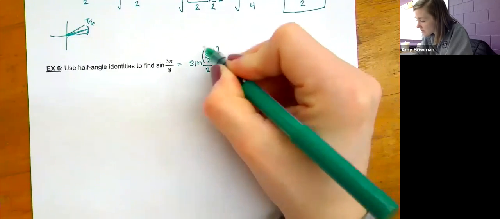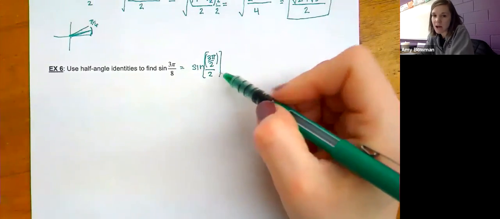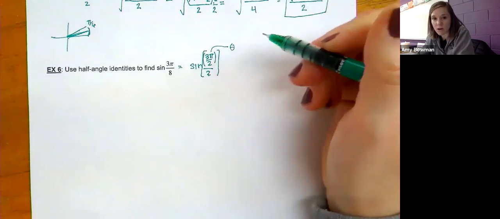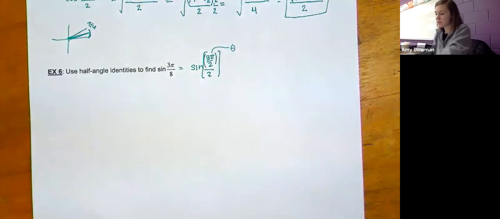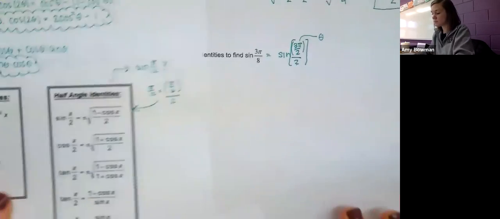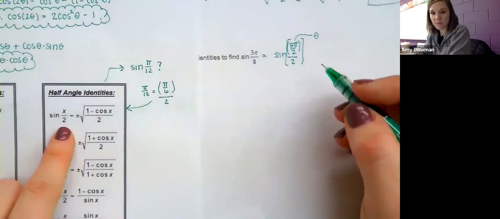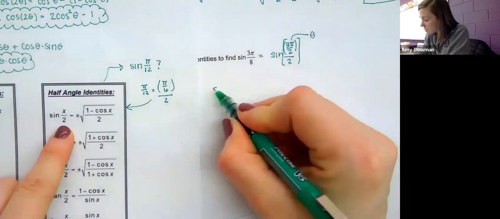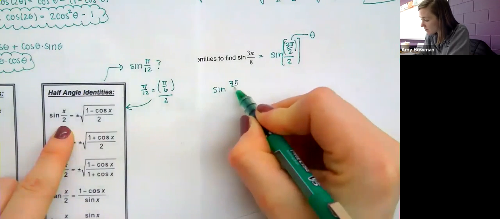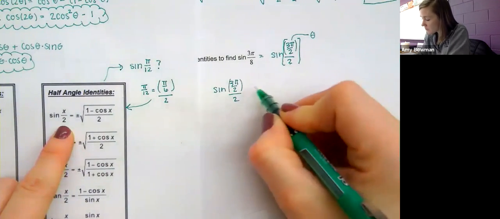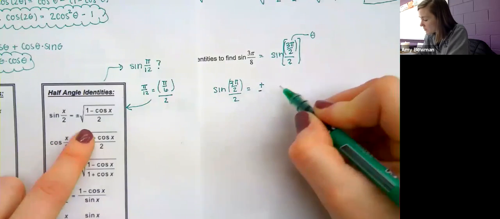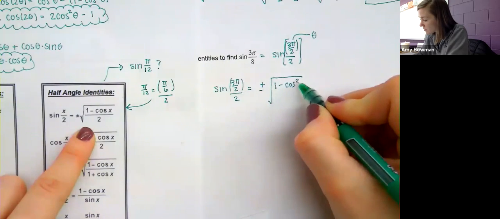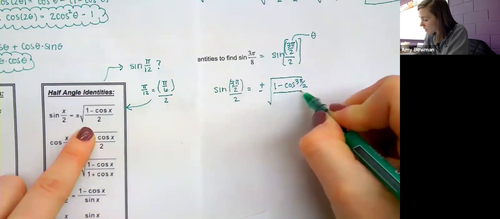So I'm taking the sine of this whole thing. Again, it feels weird because I'm complicating the way this is represented, but I want to identify the theta value that's on my unit circle. All right, now applying the formula here. This is what I'm using, and where I see the x, I'm plugging in 3 pi over 4. So the sine of 3 pi over 8 is the positive or negative square root of 1 minus the cosine of 3 pi over 2, all divided by 2.